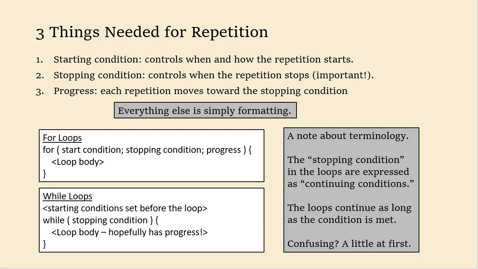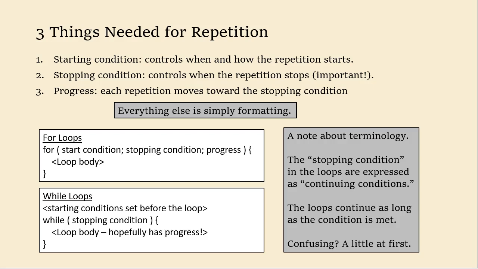Now, these terms are a little bit loose. The stopping conditions in loops are actually expressed as continuations. As long as something is true, continue. And as soon as that thing turns false, then you stop. Well, that's still a stopping condition, but you're really expressing it as a continuation. And also progress, there has to be progress, but that progress can be really random. Sometimes you're not sure if you're making progress or not. In a for loop, the progress tends to be explicitly stated and very straightforward.